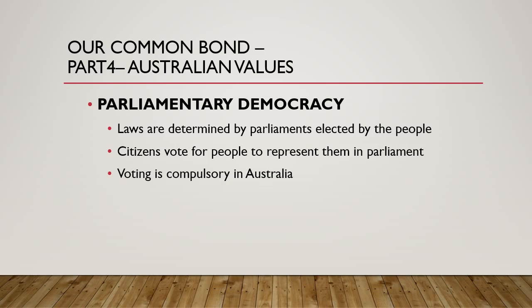Parliamentary democracy. Laws are determined by the parliament selected by the people. Citizens vote for people to represent them in the parliament. Voting is compulsory in Australia.